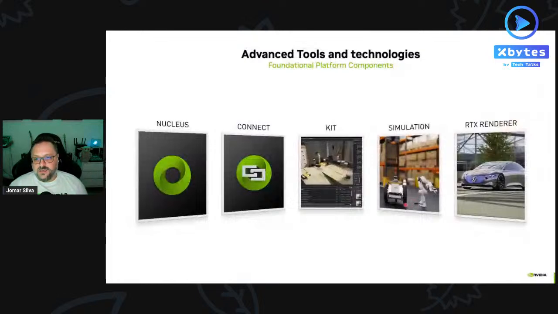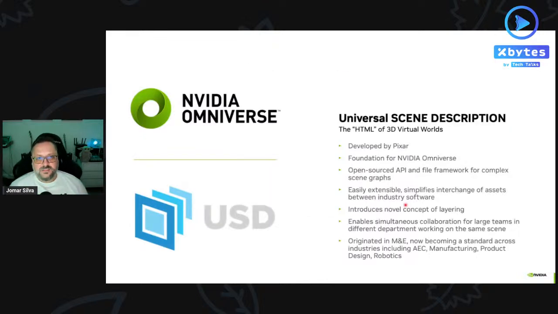Those are the basic components that are part of Omniverse. Nucleus, that is a central repository. Connect, that allows you to connect to several other applications. Kit, there are a set of reference applications, basically in Python, to allow you to interact and to use all these simulation technologies and also RTX renders.